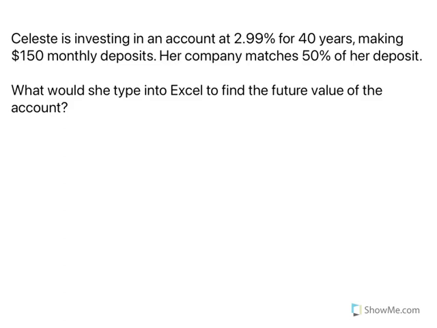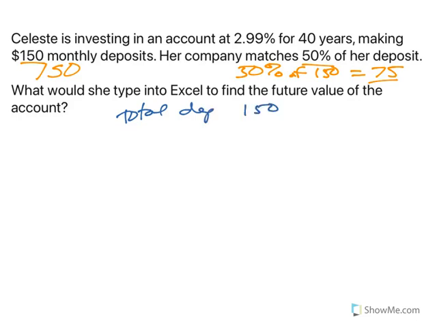Celeste is investing in an account at 2.99% for 40 years, making $150 monthly deposits. Her company matches 50% of her deposit. This is common for a lot of companies that they'll do some kind of match, like a 6% match. 50% is a little high, but just for our figure, that's what it is. So if Celeste is doing 150 and the company is doing 50% of 150, that's half, right? So the company is depositing 75. So the total deposit each month is Celeste plus the company, which is 225.